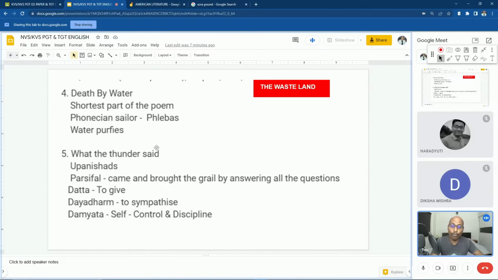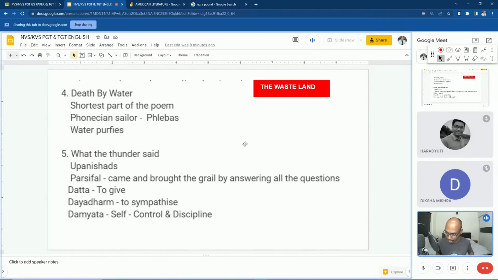Now, at that time, what the thunder said is, he took the reference of the Upanishads. And he says that Parsifal is one who went to bring that holy grail along with some other people, and there are others who went to bring that holy grail to purify the sins. They actually raped the nuns who were the custodians, who were safeguarding that holy grail. So the curse has fallen, and Parsifal went and brought the grail by answering all the questions. And then the poem ends with the Hindu philosophy.